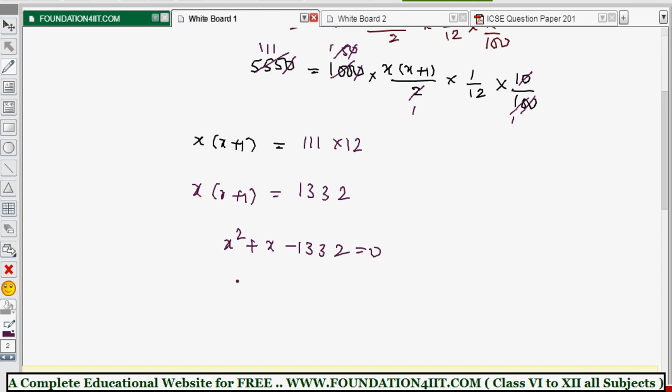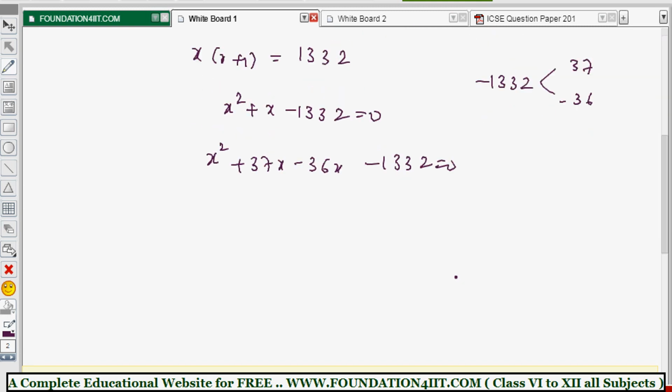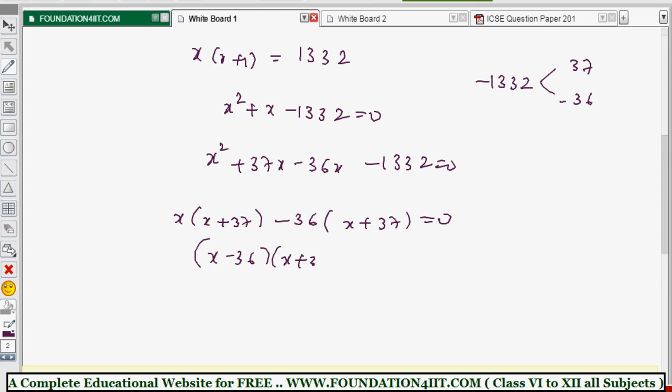Just factorize this and we will get the value of X. X square, so minus 1332, we need two numbers whose product is that and whose sum is plus 1, that is 37 and 36, taking minus 36. So X square plus 37x minus 36x minus 1332 is equal to 0. We factorize: x common from the first two terms, and minus 36 common from the others, giving x plus 37 common. So (x minus 36) into (x plus 37) is equal to 0. Therefore x is equal to 36 or x is equal to minus 37.